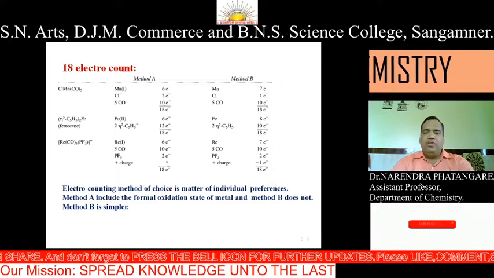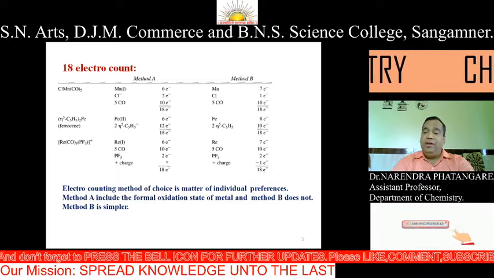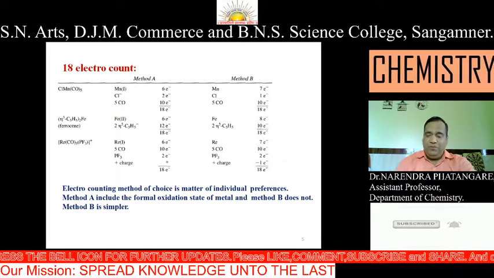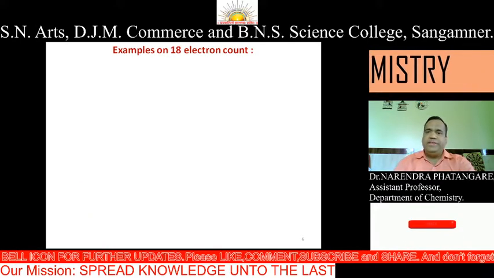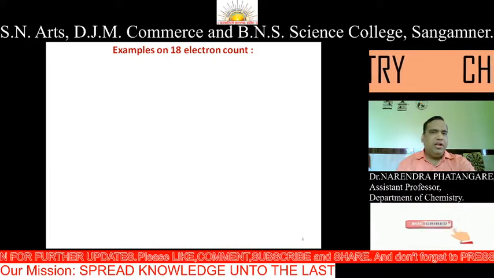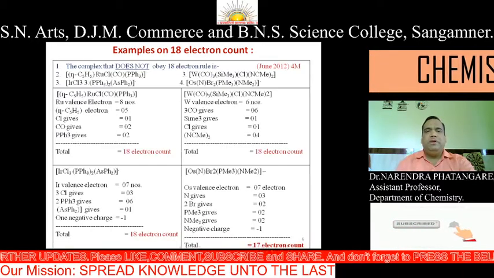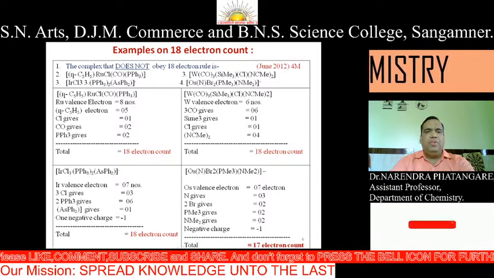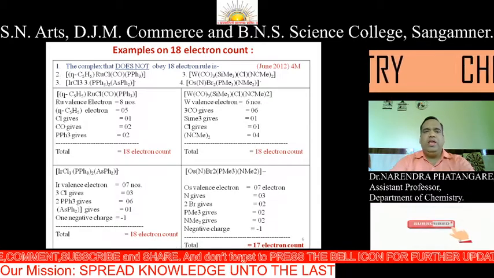Method A includes the formal oxidation state of the metal, while in method B, it does not. Method B is simpler than method A. Then, examples of 18 electron count. I have given you examples which were asked in CSIR-NET for 4 marks: the complex that does not obey the 18 electron rule is.